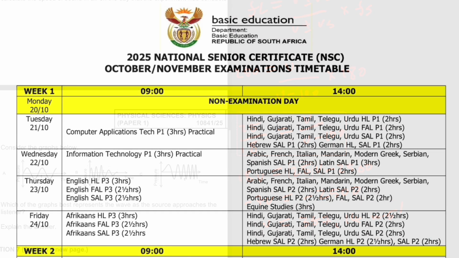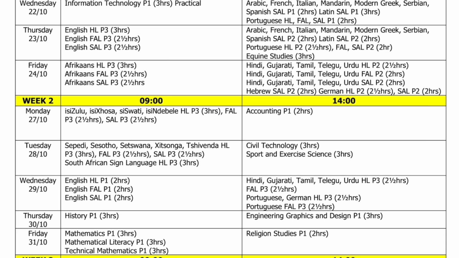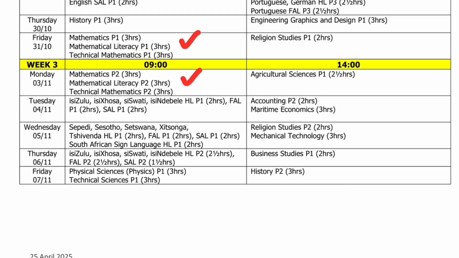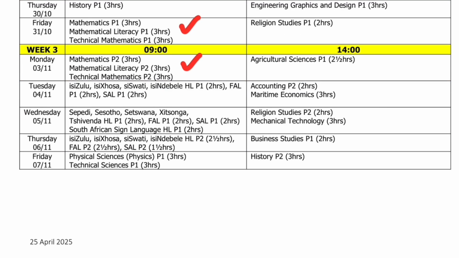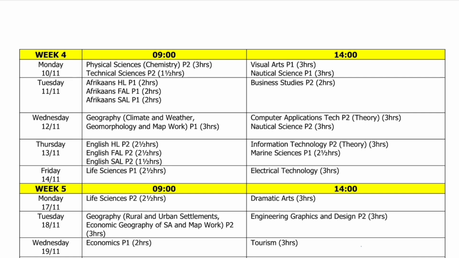Here we go. This is the grade 12 final examination. The examination that decides the future of most people. So let's take a look at what's happening. Friday, the 31st of October, is mathematics paper 1. And on the following Monday, the 3rd of November, is mathematics paper 2. That very same week that you write mathematics paper 2, you write physical sciences paper 1 on Friday. And on the upcoming Monday, you write physical sciences paper 2.